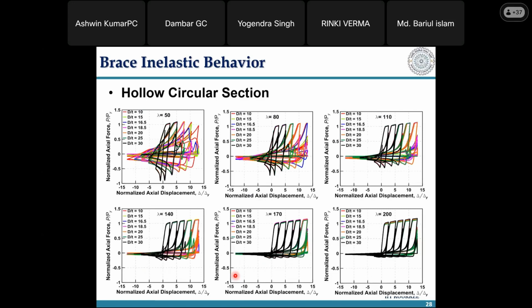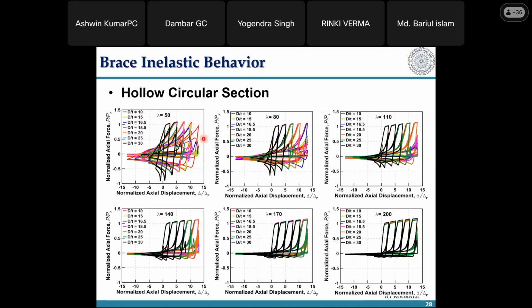Here are some numerical simulations to show you one more time: if I choose a very low slenderness ratio, and I said slenderness ratio in a structure varies from 40 to 120, and I vary my D by T ratio from 10 to 30, where 30 is beyond the code limit currently, you can see the black curve failing at a delta by delta Y of 5. Around that value, it is getting fractured. But if I go for the red curve, a stringent value of compactness ratio, then I'm achieving a larger deformation.